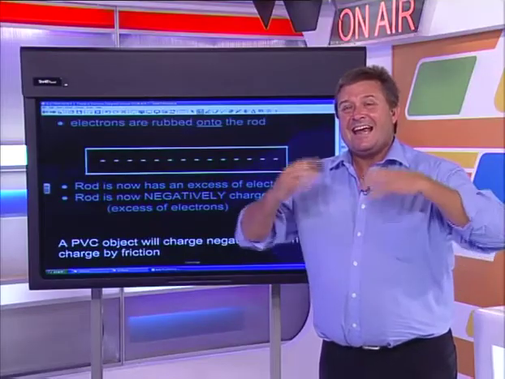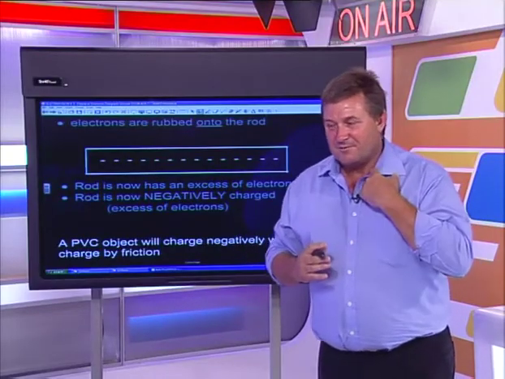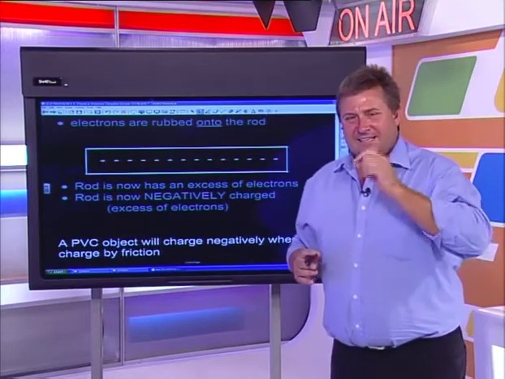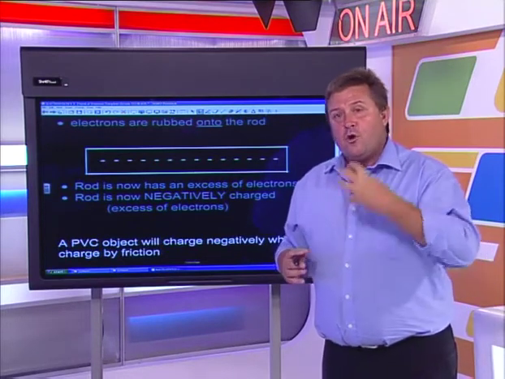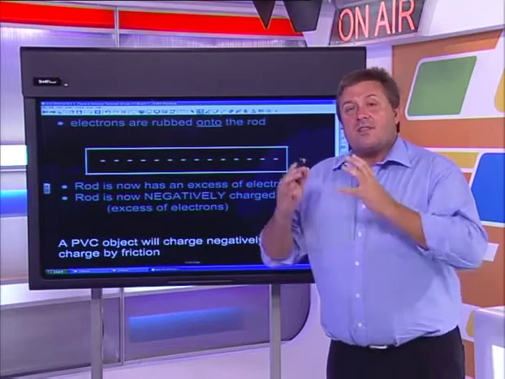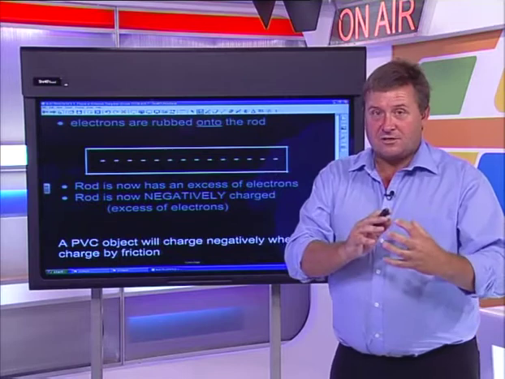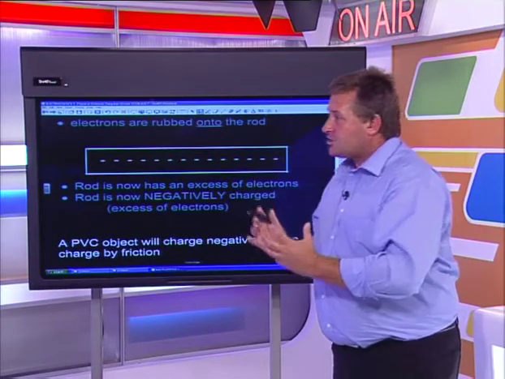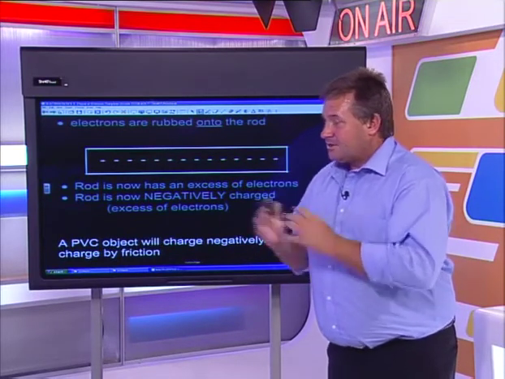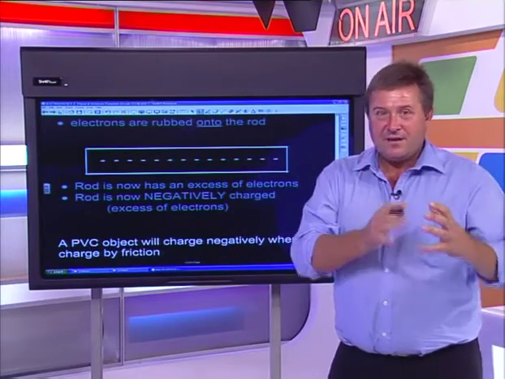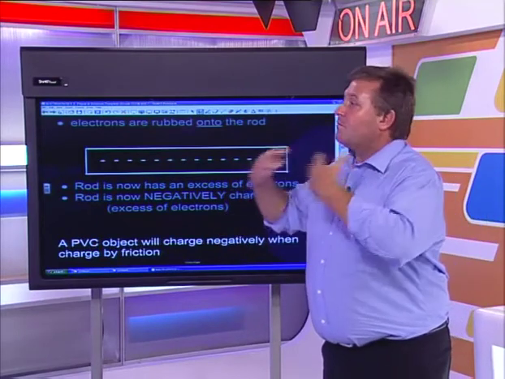Okay, Caesar wants to know what is electron deficiency? Electron deficiency is a lack of electrons. In other words, if you are short of electrons, then you say that you are electron deficient. If you've got more electrons than you actually need, then you've got electron excess. So electron deficiency, a lack of electrons; electron excess, you've got more than enough.